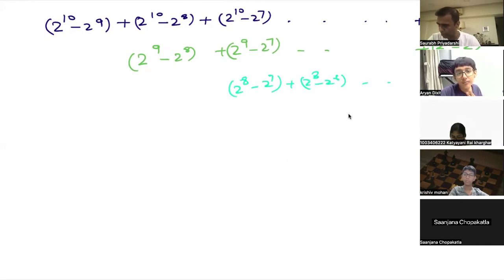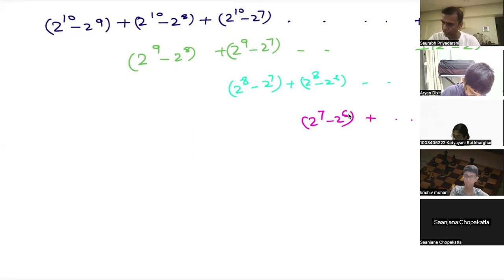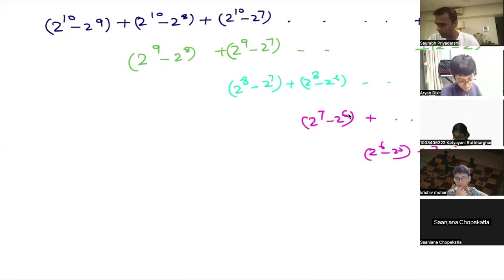Similarly 2 to the power 7 minus 2 to the power 6 and so on up to 2 to the power 7 minus 2 to the power 0, right? Then 2 to the power 6 minus 2 to the power 5 plus 2 to the power 6 minus 2 to the power 4 up to 1, right? Then 2 to the power 5 minus 1, then 2 to the power 4 minus 2 to the power 3 and so on, right? This is the situation.